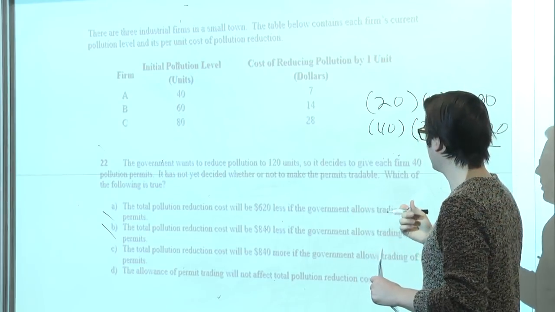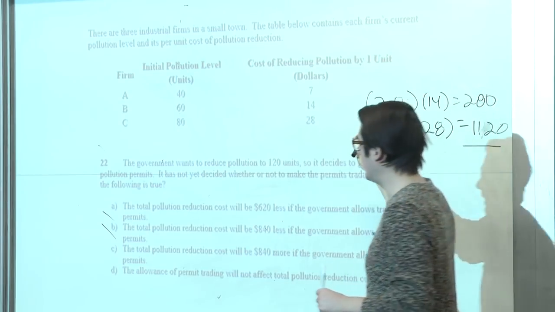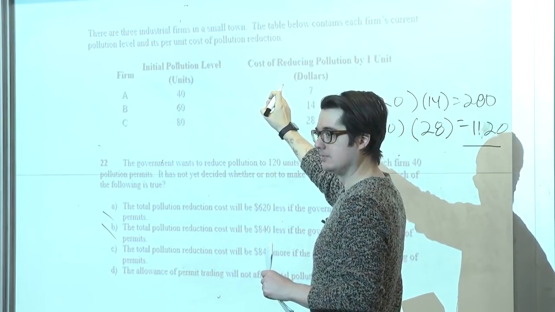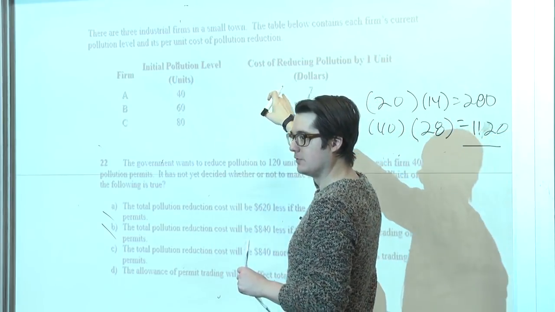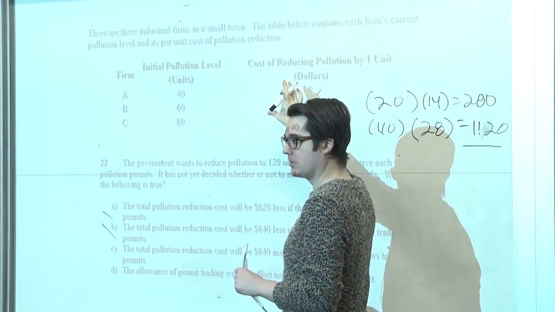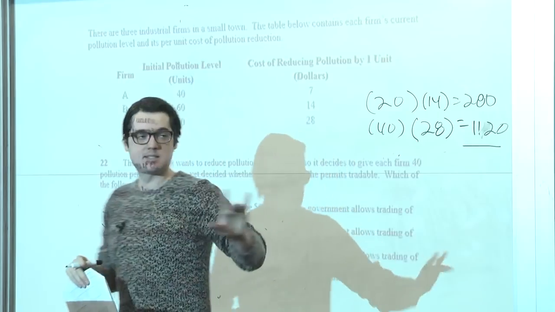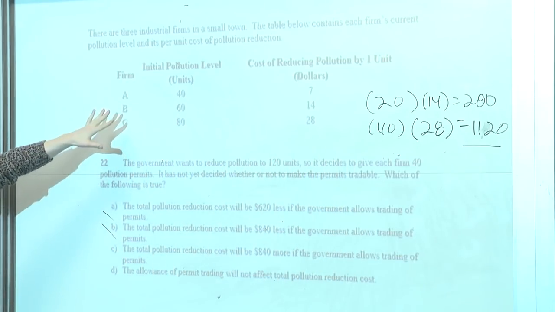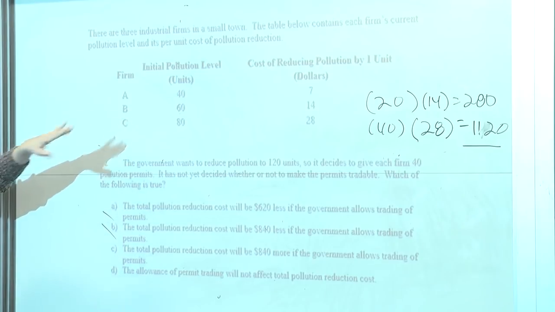So we need to reduce our pollution by 60, right? Who are going to be the firms that end up doing that? Firm A and B, right? Because it's much cheaper for them to reduce pollution. So they're going to sell their permits to firm C for something more than the price that they paid, right? And then they're going to reduce pollution.